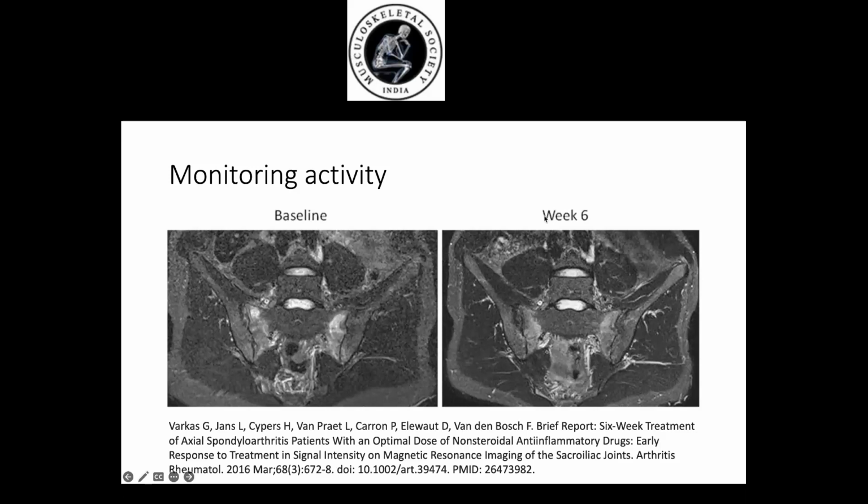These images obtained at baseline and week 6 clearly demonstrate how treatment has reduced the disease activity, visually looking at the amount of bone marrow edema in the sacroiliac joints bilaterally, which has significantly reduced by week 6. This patient is on NSAIDs.